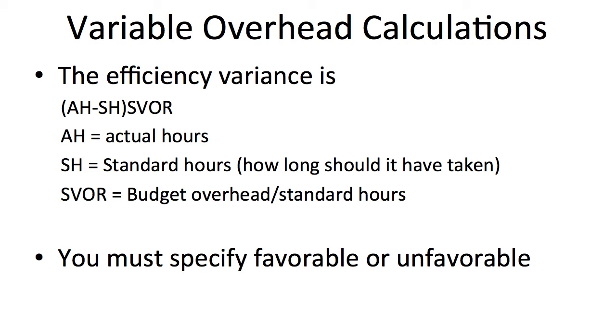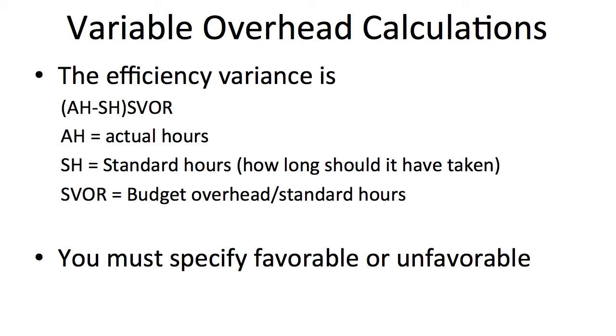But just as a refresher, the standard variable overhead rate, remember, is your budgeted overhead at 2,500 hours divided by the 2,500 hours, the standard hours. So the total budget overhead cost divided by the 2,500 hours gives you the standard variable overhead rate.